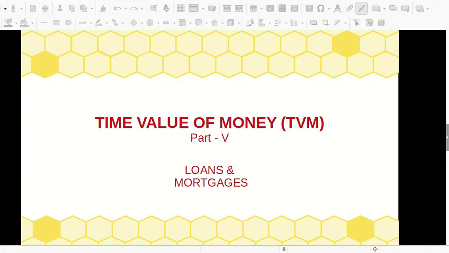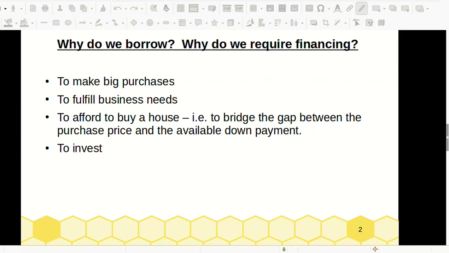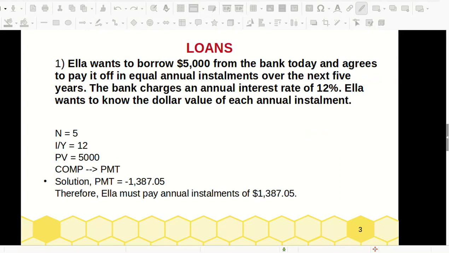So let's start. Before getting directly into the topic, let's see, why do we borrow? Why do we require financing? 1. To make big purchases. 2. To fulfill business needs. 3. To afford to buy a house, that's to bridge the gap between the purchase price and the available down payment. And finally, to invest. Now, let's start looking into the loans concept.